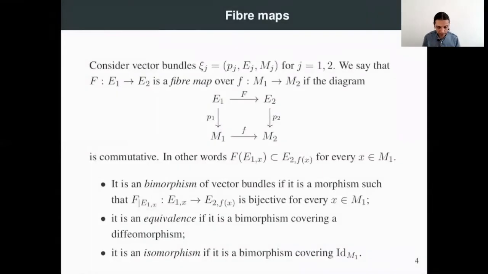We say that it is an equivalence if it's a bimorphism that covers a diffeomorphism. In other words, if it's a bimorphism such that this map over here, small f, is a diffeomorphism, and it's an isomorphism if it is a bimorphism covering the identity. In other words, if it's an isomorphism such that these two, M1 and M2, are the same, and the map small f over here is indeed the identity map.